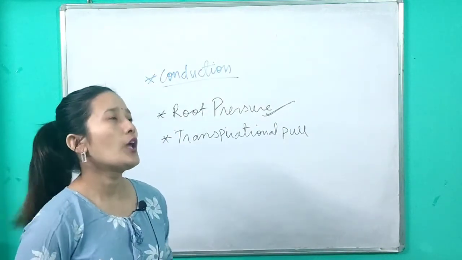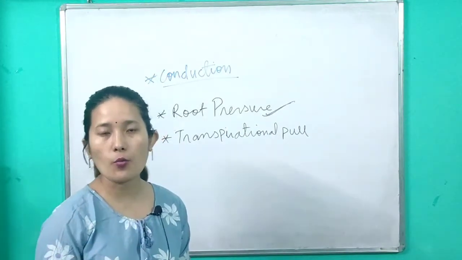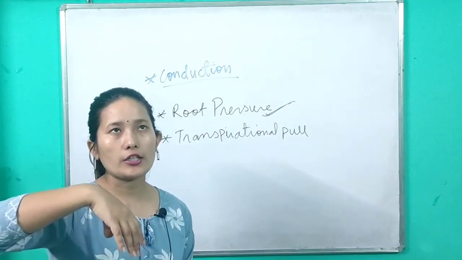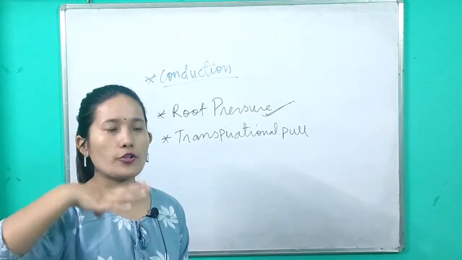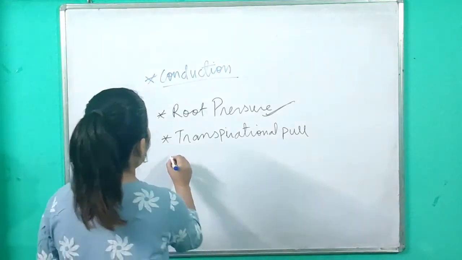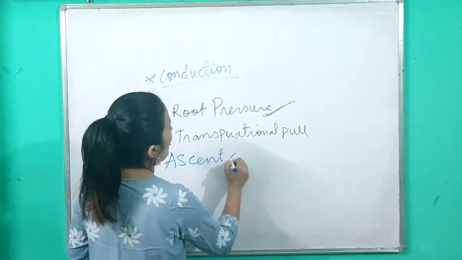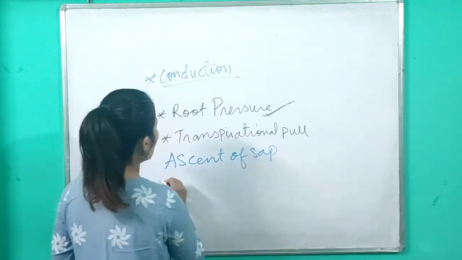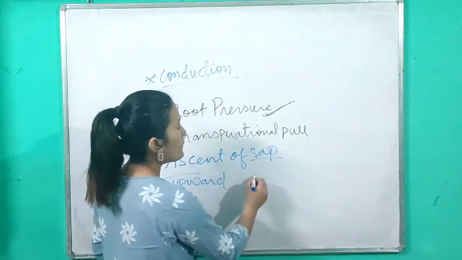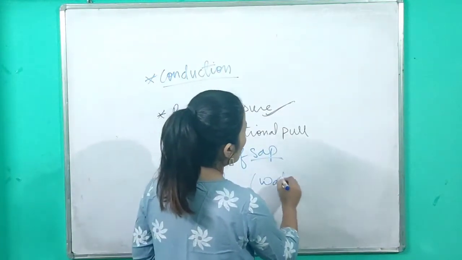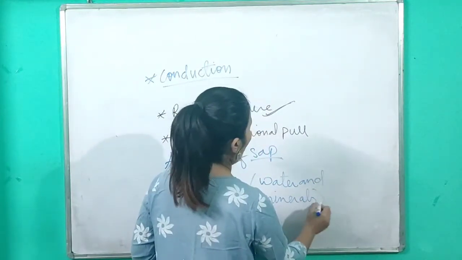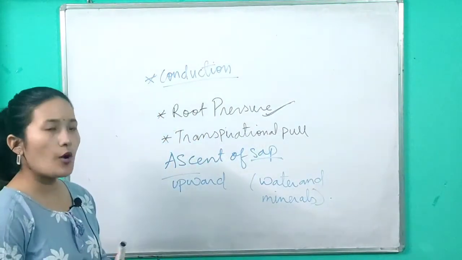Okay, so the roots have absorbed the water from the lower area. Now water will be conducted upward, right? The water will be conducted upward to different parts of the plant. Now that is referred to as ascent of sap. Ascent means upward, so upward movement of sap. Like I told you, what is sap? Sap is a mixture of water and minerals. Ascent of sap means upward movement of sap.